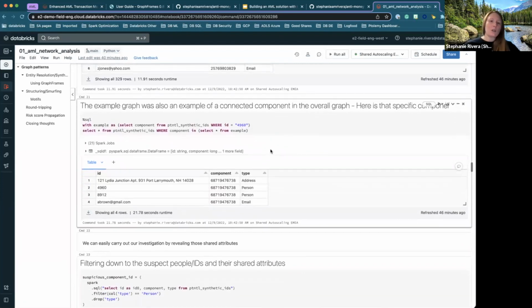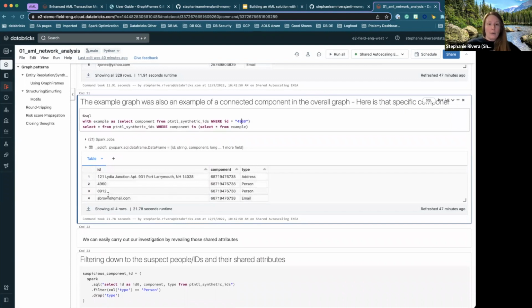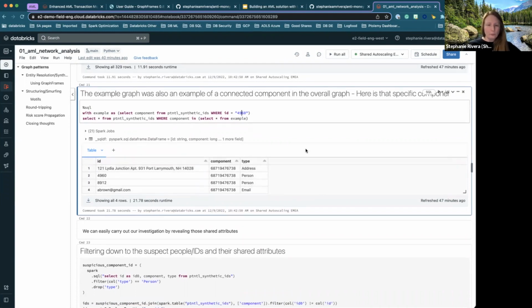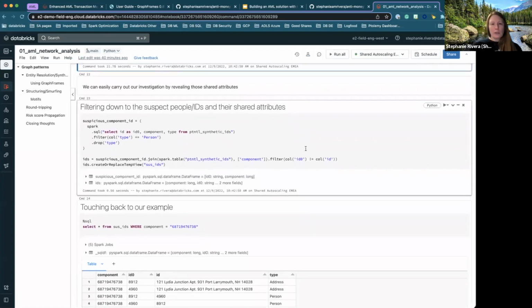I like to continue to pull this back to our original example, just so it's a little easier to picture in your mind. One of the identities we looked at, 4960, was Keith Williams, I believe. And you can see the address, the person, and the email here. So we know we have two people and they both share these identities between them now. And so we can easily move forward looking at these different shared attributes.